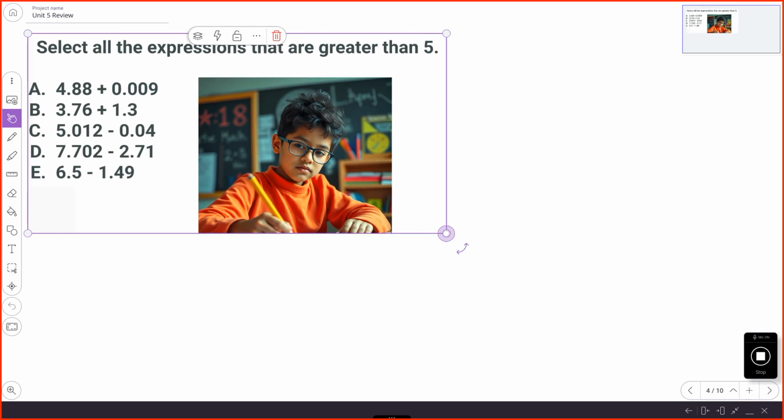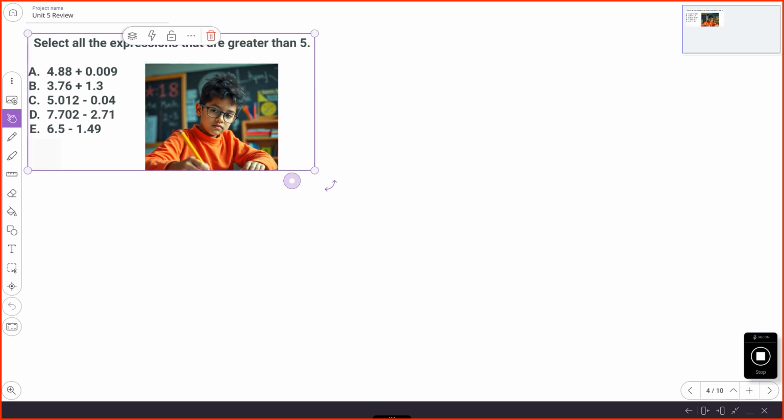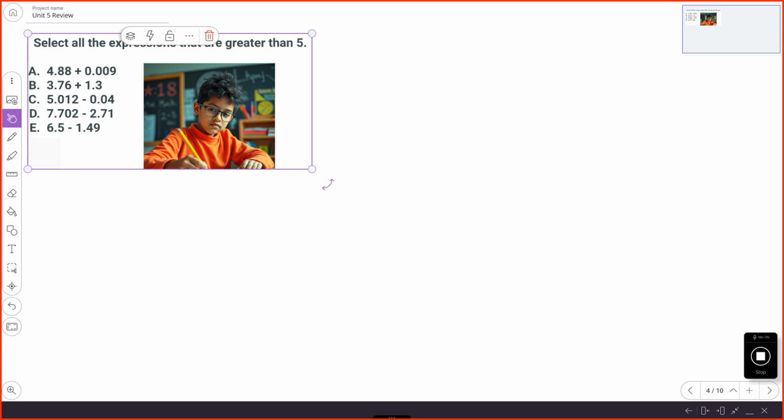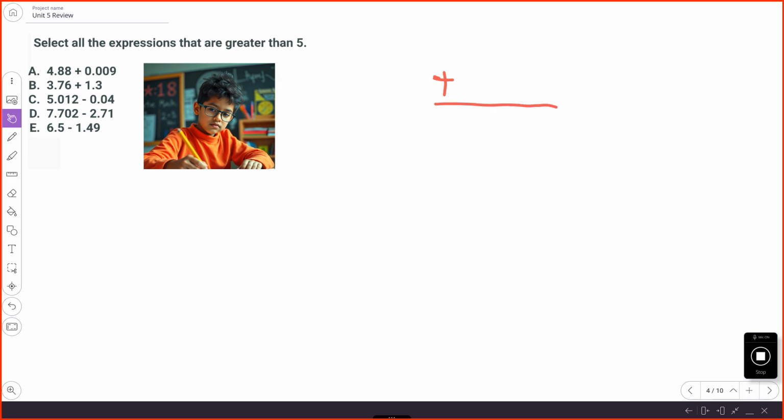Select all expressions that are greater than 5. Okay, we're going to have to do a little work with this one. We went through the first questions really quickly, right? So now we have time to work on some of the questions that need a little more time. So we need to find answers that are greater than 5. Let's do the first one. What's the first thing I got to do? Line up the decimals. So I'm going to go ahead and put that here.